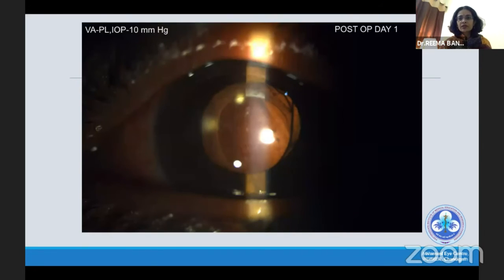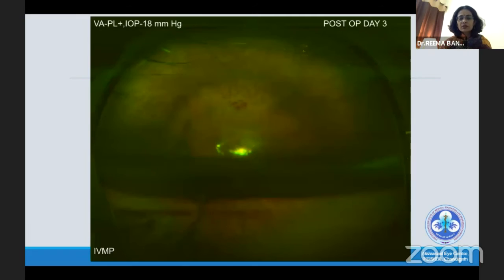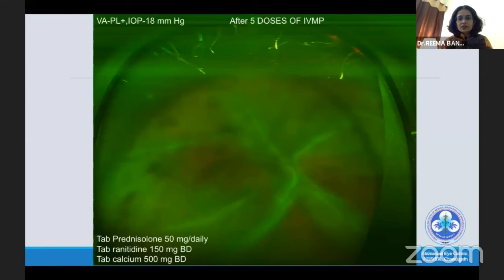Everything was negative, and this was post-op day 1. The vision is still light perception, IOP is normal, and we follow her up post-op day 3. You can see the gas receding, and this is now where we start her on IVMP. After we got the reports of the PCR and cytology, we didn't find anything. So the only option we had was, let's start her on steroids. Her vision is still light perception. And this is after the 5 doses of IVMP, the right eye is still the same, light perception vision, not much change.